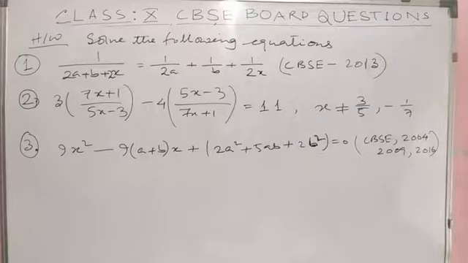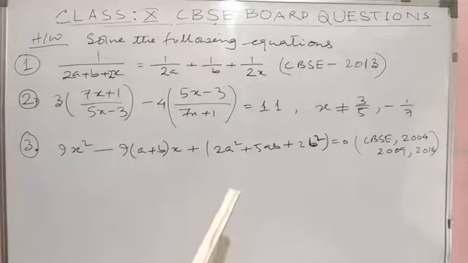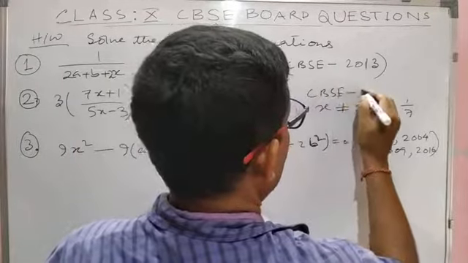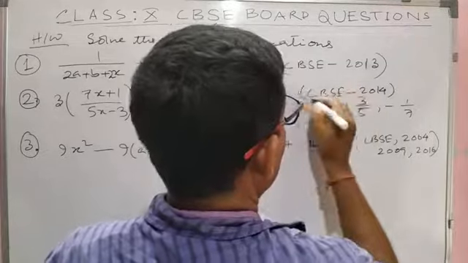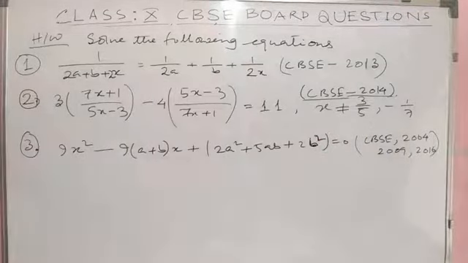Next question: 9x² − 9(a + b)x + 2a² + 5ab + 2b² equal to 0. These three questions are left for you. You will try at home yourself. This question was also given in the 2014 exam, CBSE 2014. So you will try these questions at home. So this is left for you. Okay, thank you.